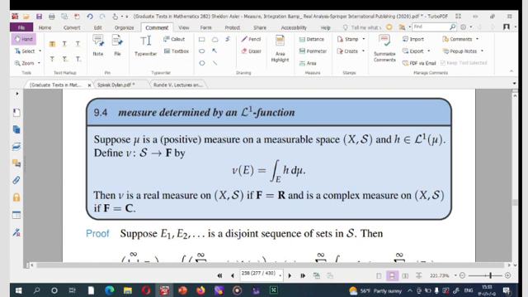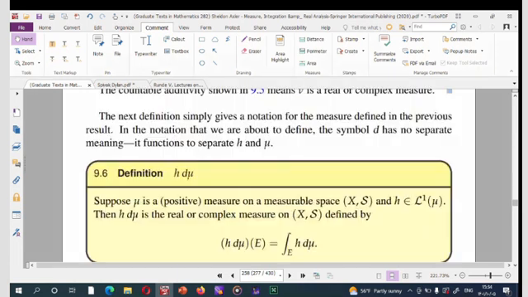and if we consider f equal to c, this is a complex measure, so that if we define mu by this function rho, this mu is a measure, real measure or complex measure. Okay, and we see this in the previous session.